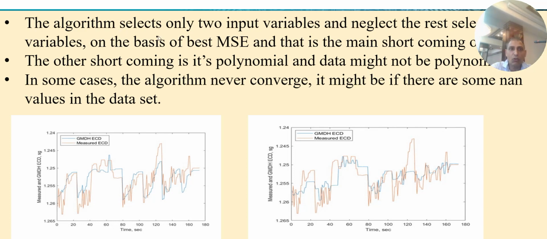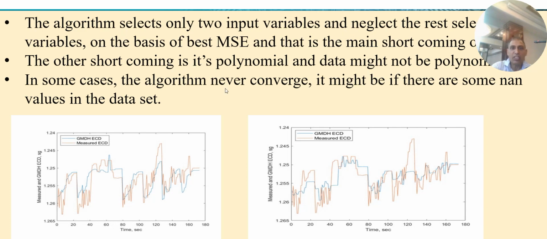The algorithm selects only two input variables and neglects the rest on the basis of best MSE. That is the main shortcoming of this model. The other shortcoming is that it considers the information to be polynomial based, but it is not necessarily polynomial based. It can be some other type of function because it's a dynamic system. So our aim is to extract the exact representation of the information of the dynamic system.